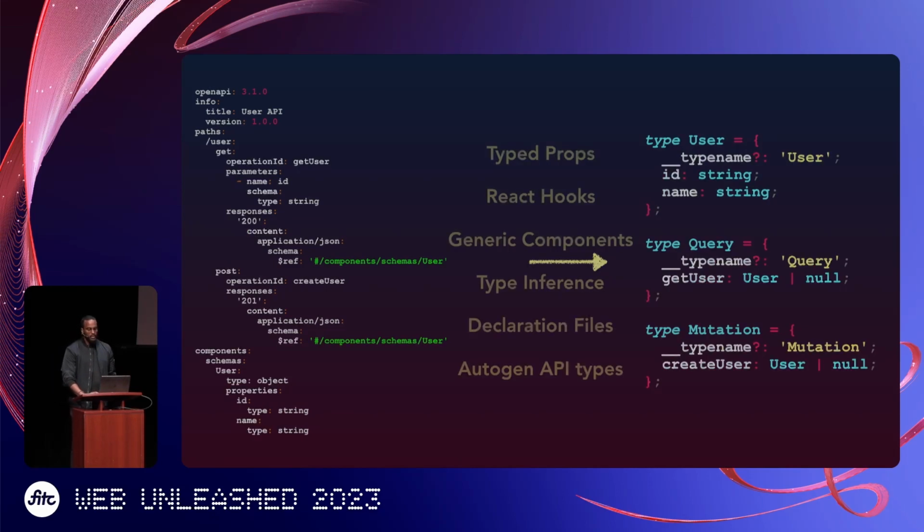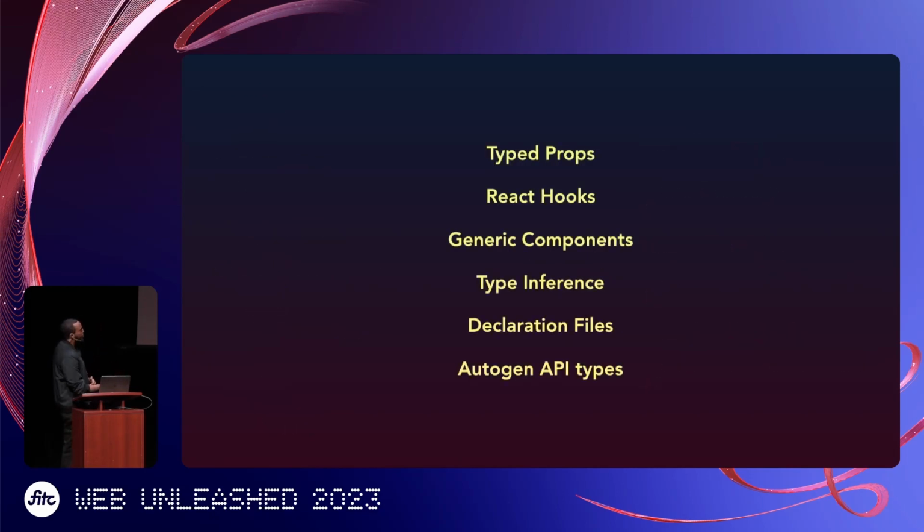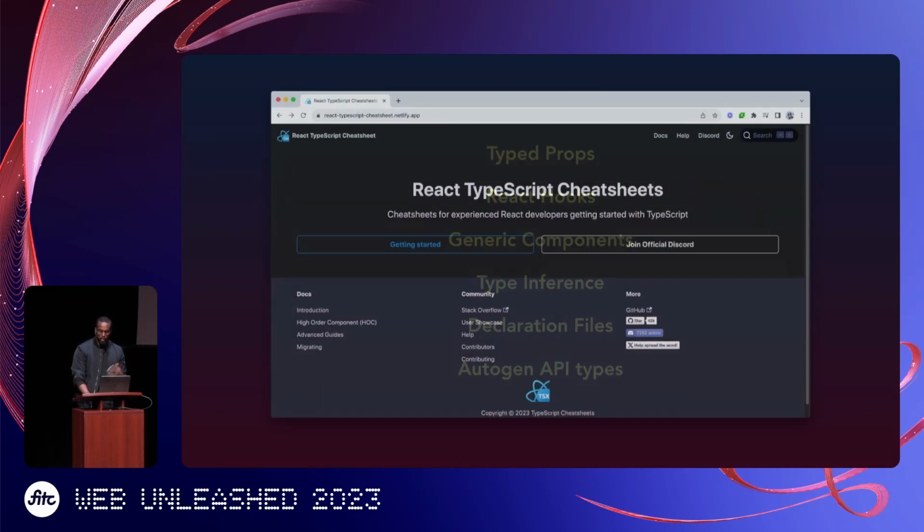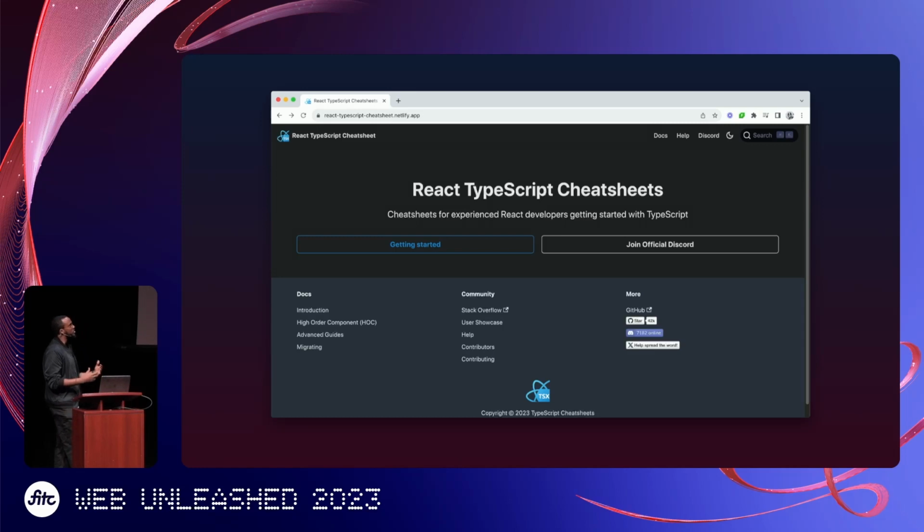Cool. So there's a few things we talked about today: typed props, React hooks, generic components, type inference, declaration files, and autogenerating API types. There's many more things one can do within a React and TypeScript app. I recognize that some of the things here might be focused more on the simple side of things, but if you've never used TypeScript before, keep in mind there's a lot more you can do. One helpful resource that I use from time to time is the React TypeScript Cheatsheets, which is a community-run cheat sheet that basically lists all the different capabilities that TypeScript provides within your React app.